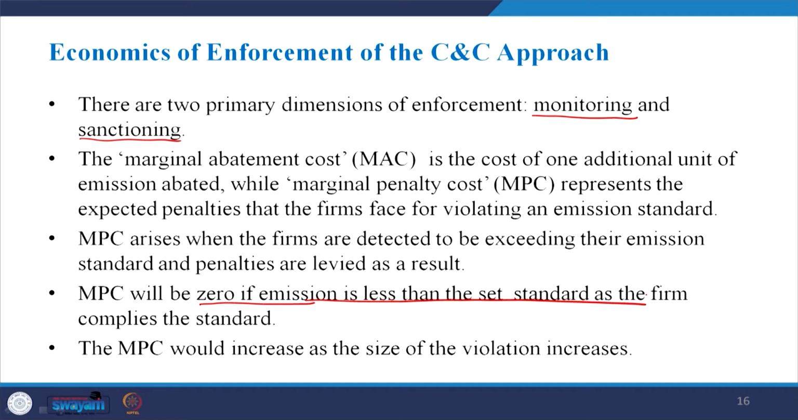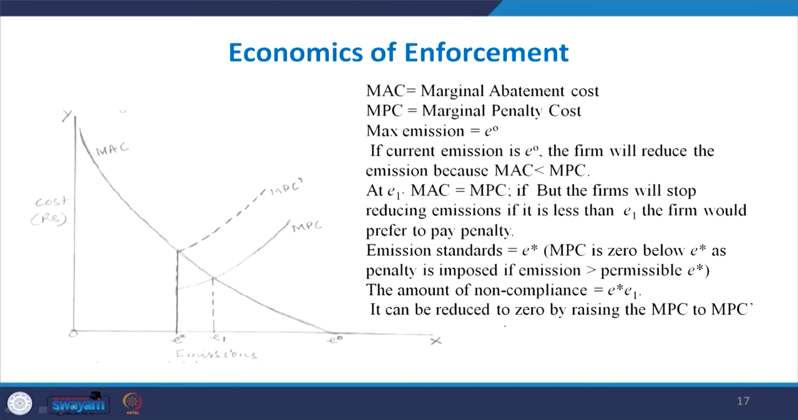So, penalty cost will be 0. Marginal penalty cost would increase as the size of violation increases. So, as we violate the rules or we do not comply with the standards, then marginal penalty cost will increase. I can explain it with a simple diagram.